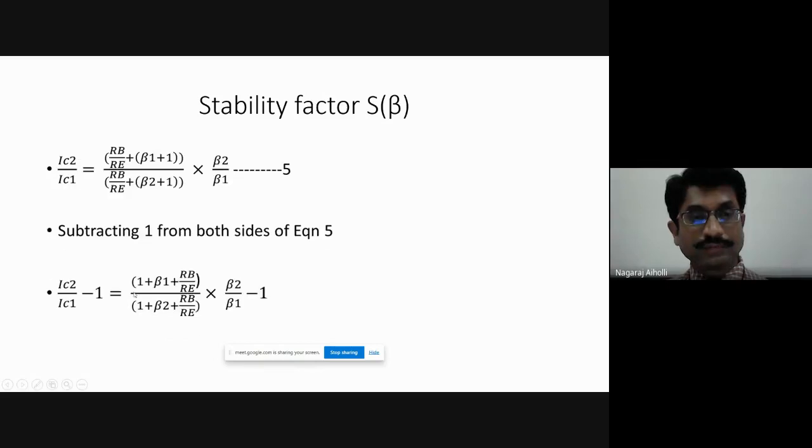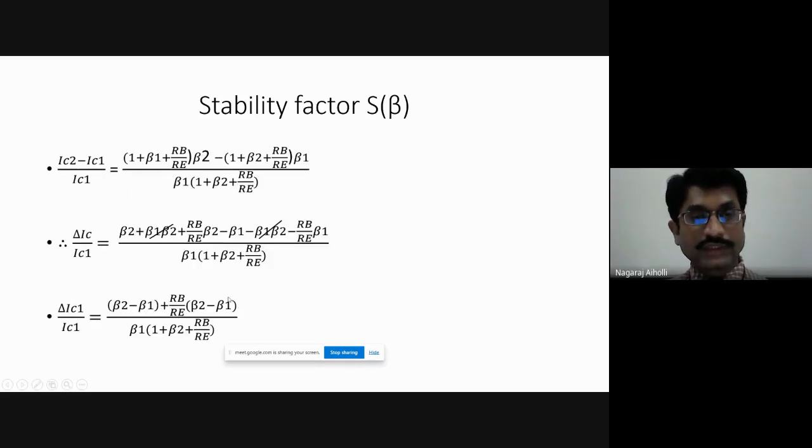This is equal to... so here what is the LCM, students? 1 plus beta 2 plus RB by RE into beta 1 is the LCM here, in the RHS. Is it not? So this into 1 is the same LCM we get. On the other side it is minus 1 by 1. So 1 into 1 plus beta 2 plus RB by RE into beta 1 we get.